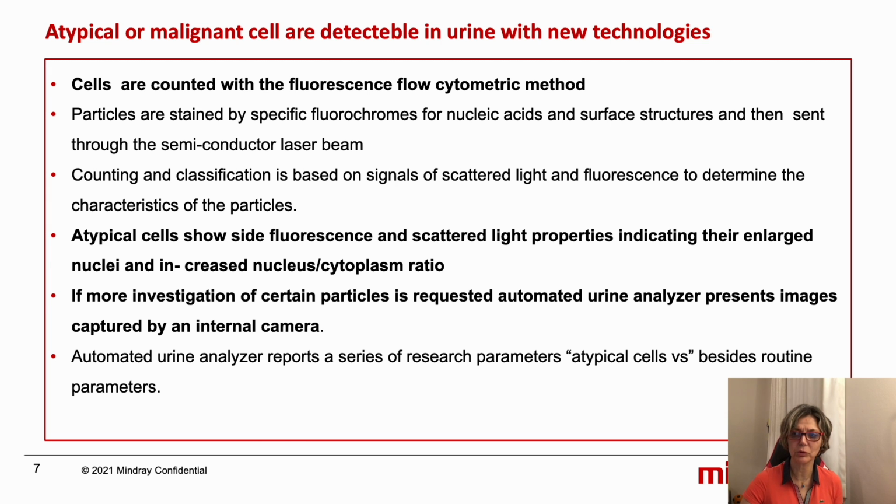I will talk about the methodology. Cells are counted with fluorescent flow cytometric methods. Atypical cells show side fluorescence and scatter light properties indicating their enlarged nuclei and increased nucleus-cytoplasm ratio. If more investigation of certain particles is requested, the automated urine analyzer presents images captured by an internal camera.